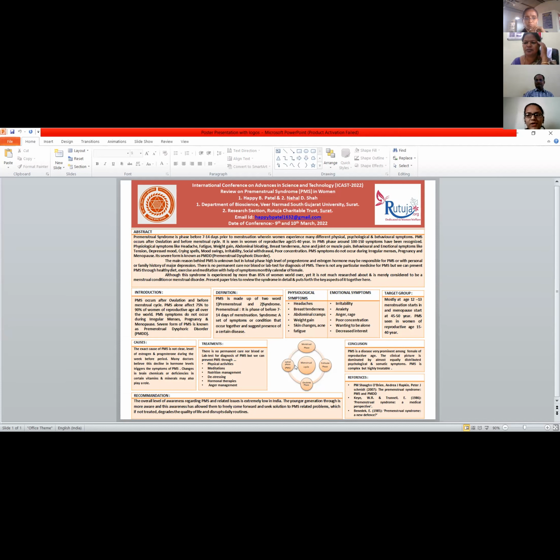There is no particular medicine and no particular medical test for diagnosis of premenstrual syndrome, but we can prevent it through some treatment like physical activities, meditation, and hormonal therapy, like some hormonal injections. In India, there is not much research about menstrual conditions and menstrual disorders, and awareness of premenstrual and related issues is extremely low in India.